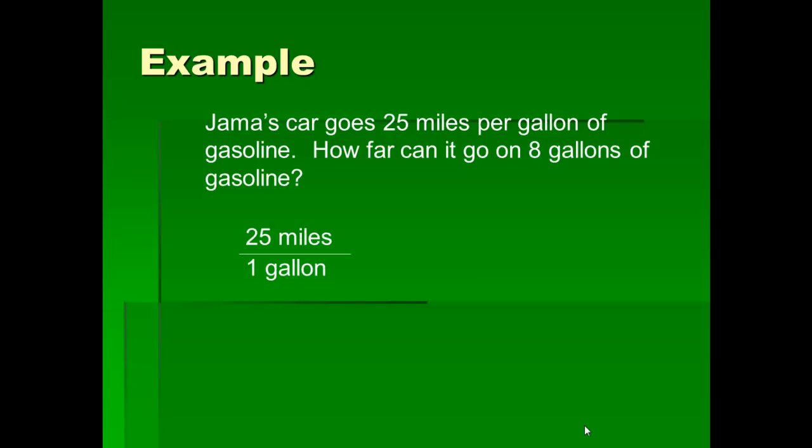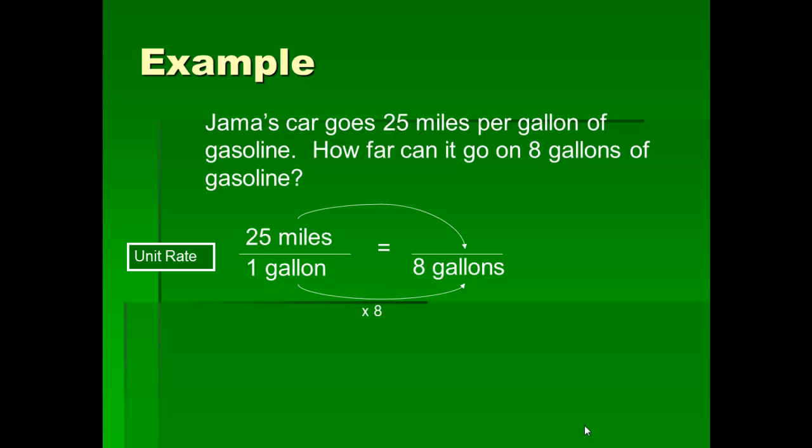25 miles over 1 gallon. That's the unit rate, which equals the distance over 8 gallons. Multiplying by 8, 25 times 8 equals 200. Jama's car can go 200 miles on 8 gallons of gasoline.